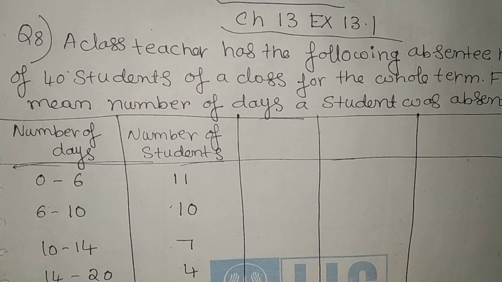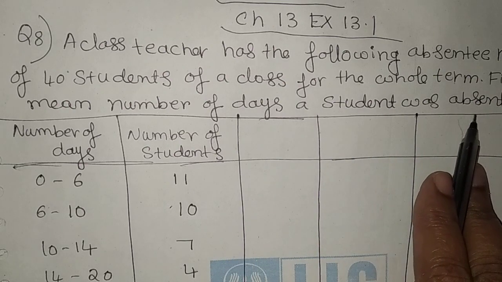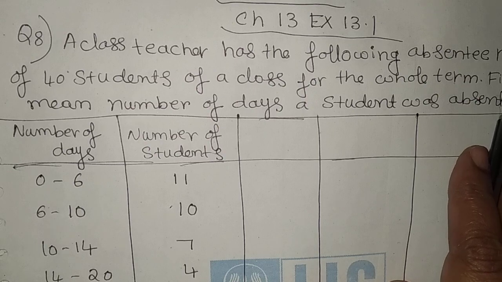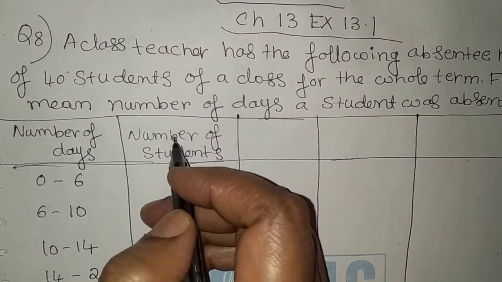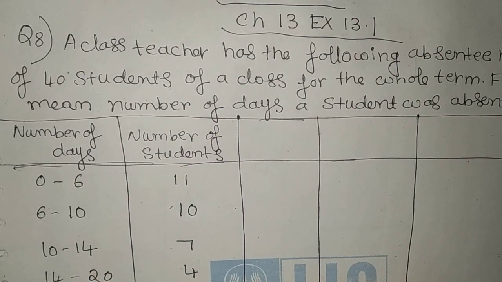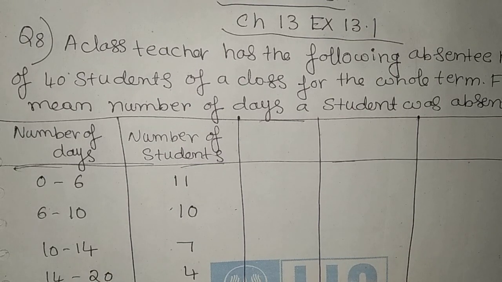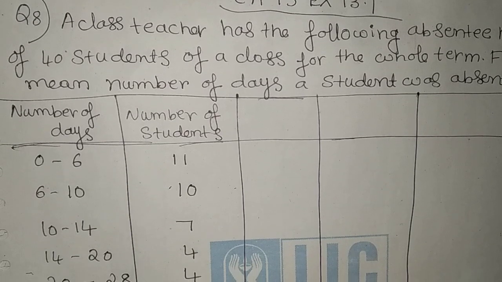Welcome back, students. In this class we continue chapter 13, exercise 13.1, statistics. Here we continue the 8th question. A class teacher asks the following absentees record of 40 students of a class for the whole term. Find the mean number of students absent.